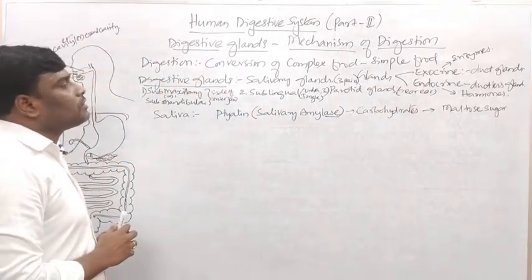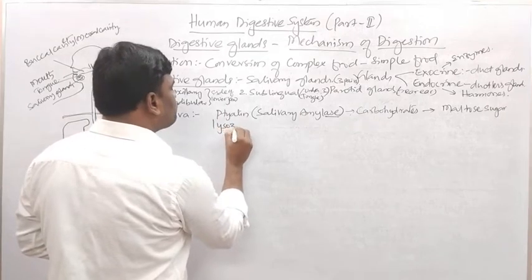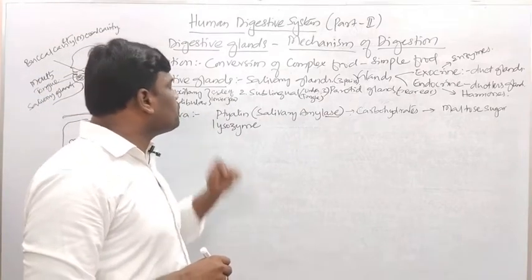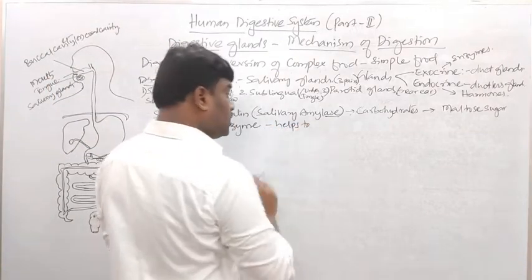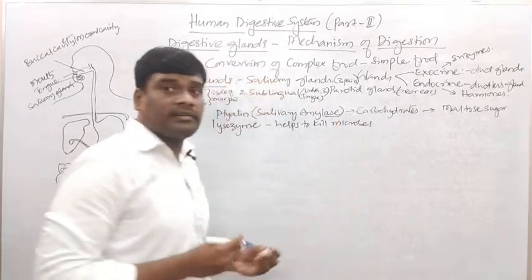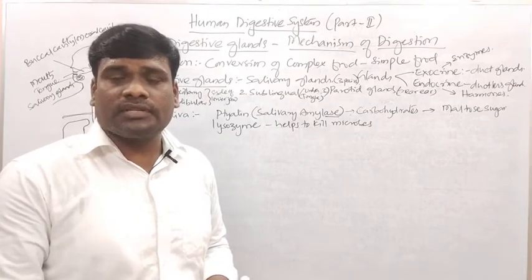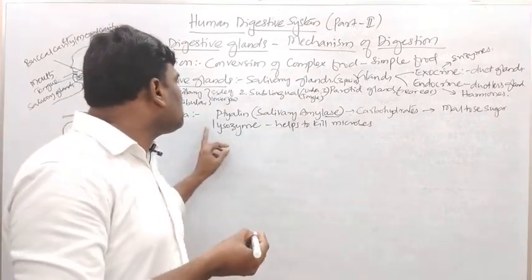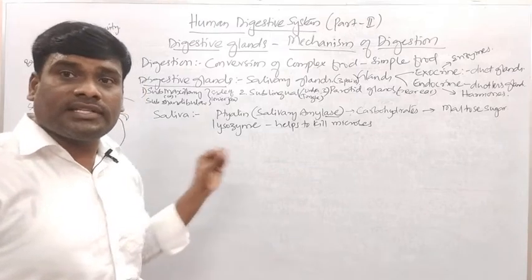And next, another thing is also seen in the saliva, children. That is another enzyme called lysozyme. What is the function of this lysozyme? This lysozyme, children, helps to kill microbes. When we take food, along with the food or the water, there will be certain microorganisms, and they are very harmful. Those microbes will be killed because of the lysozyme enzyme, children. This lysozyme enzyme is in the saliva.